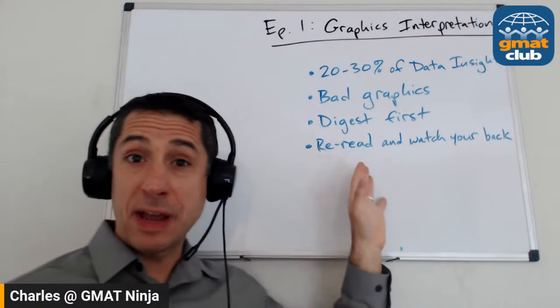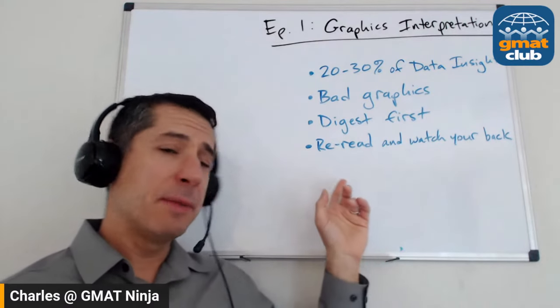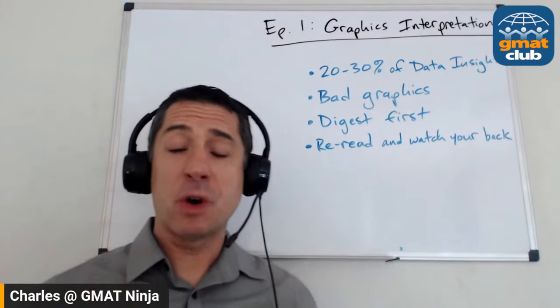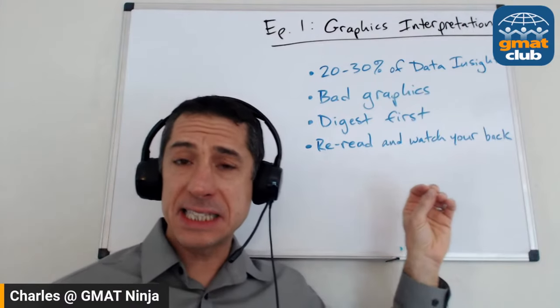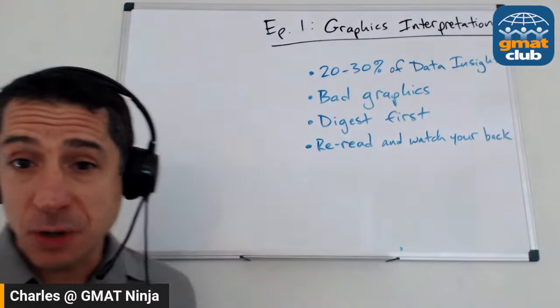Now, I went through every single graphics interpretation question that's been published so far. Pretty much every single one I missed, it was that moment of like, oh, I misread that. I jumped over a word because I was being hasty. Don't let that happen to you. If you're just starting out with data insights, try to develop really good habits from the start. Reread the question twice every single time so you don't make that mistake.